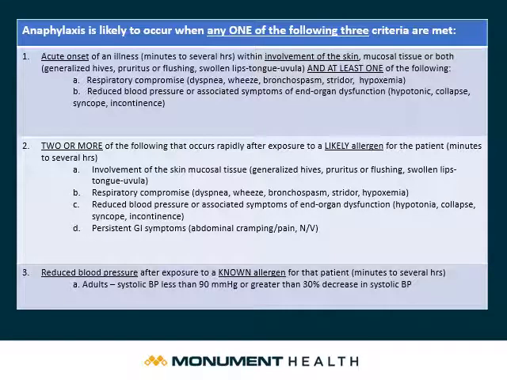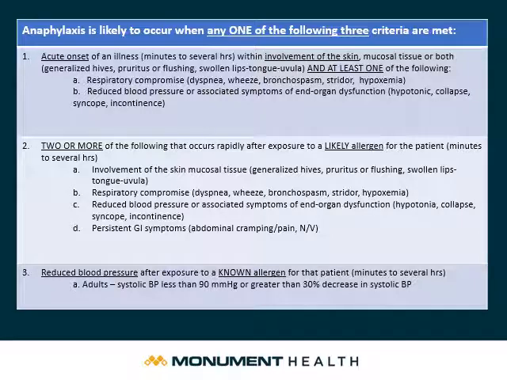Number two, two or more of the following that occurs rapidly after exposure to a likely allergen for the patient. So thinking minutes to several hours on presentation. This can have involvement of the skin, mucosal tissue again. You can have respiratory compromise, reduced blood pressure, or associated symptoms of end-organ dysfunction. And then also we add in persistent GI symptoms. This can be abdominal cramping or pain, as well as nausea and vomiting.